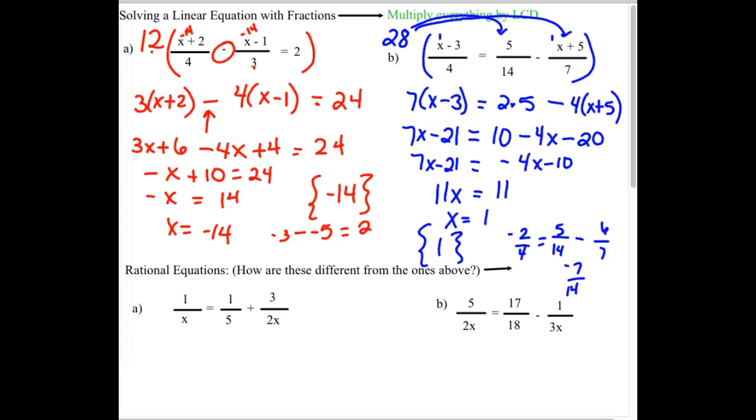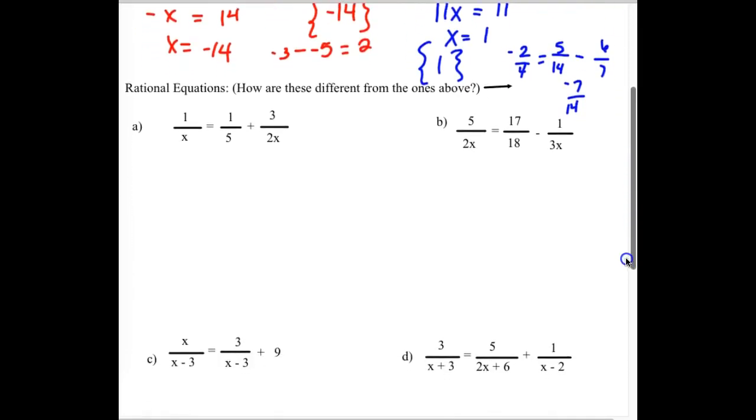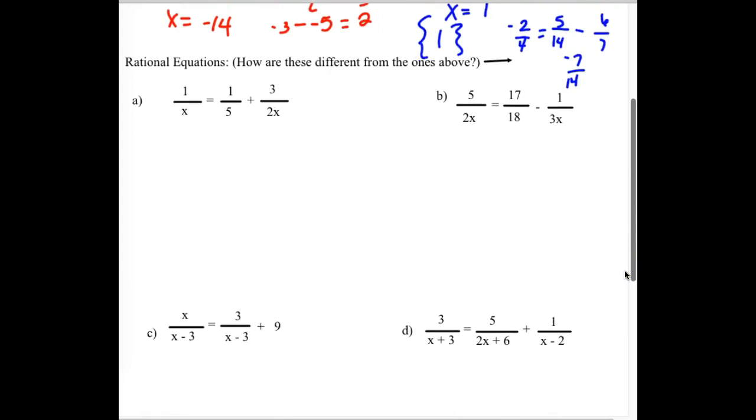All right. How are these different from the fraction equations we just solved? Variables in the denominator. Good. Variables in the denominator. What did we have to do in our last chapter? Anytime we had a variable in the denominator, we had to state what? Excluded values, right? We had to make sure that x can't be something that would make that denominator 0.